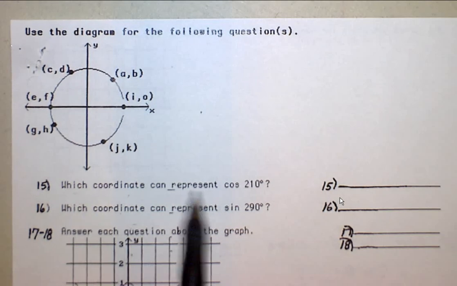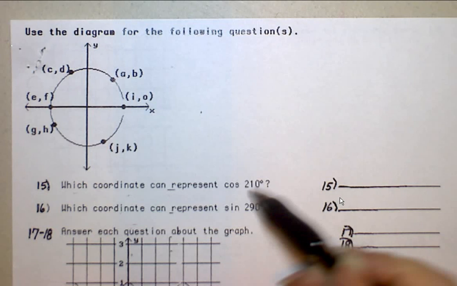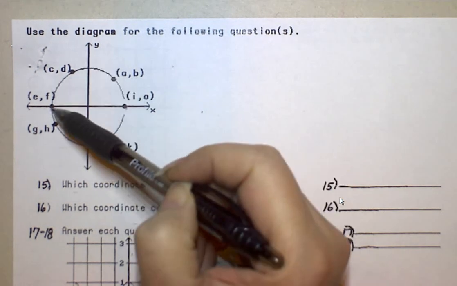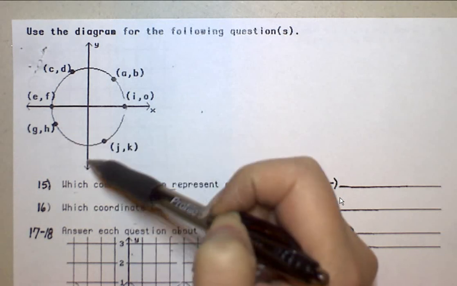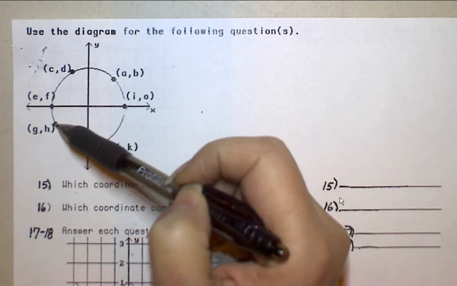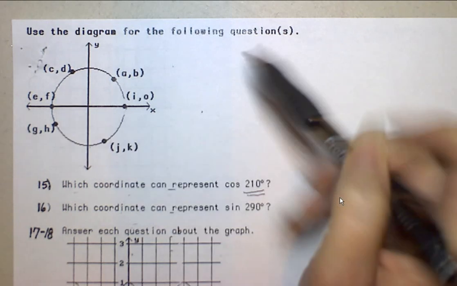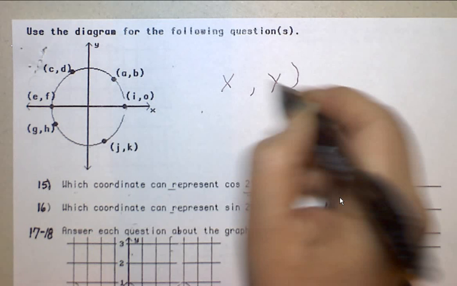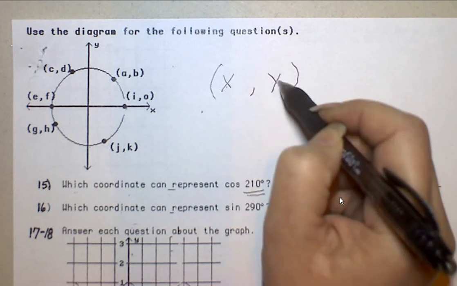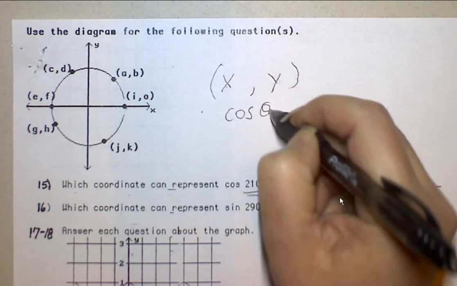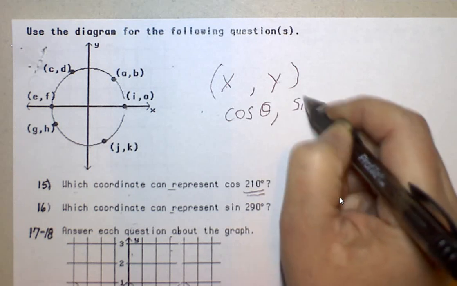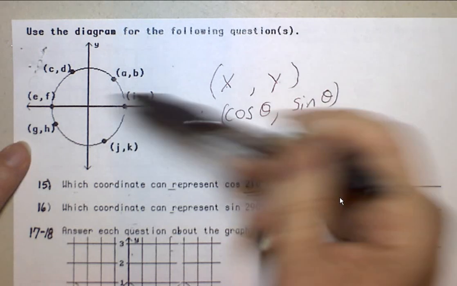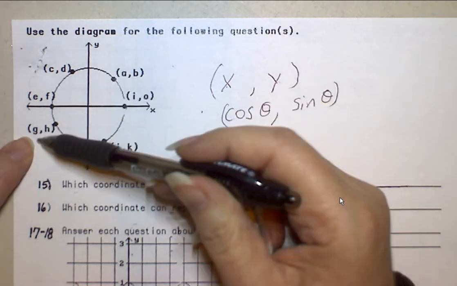Which coordinate can represent cosine of 210? So the first thing we have to do is find 210. From here to there is 180, and remember 270 is there, so this has to be the 210. Then I have to think about which one is sine and which one's cosine, which is x and which is y. Alphabetically, x comes before y, so cosine of the angle and then sine of the angle. So that means this point would be your G.